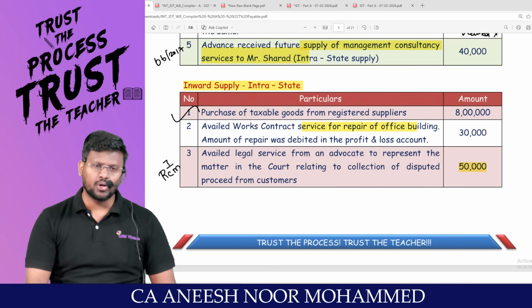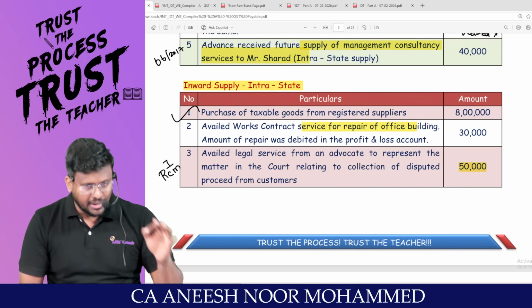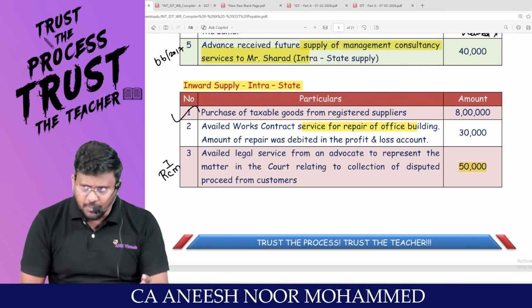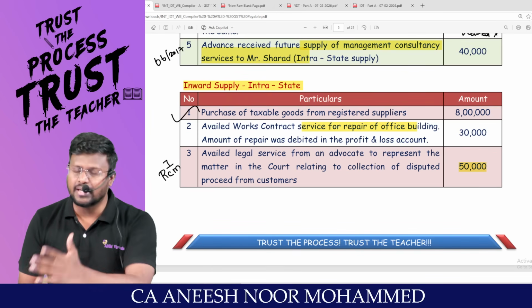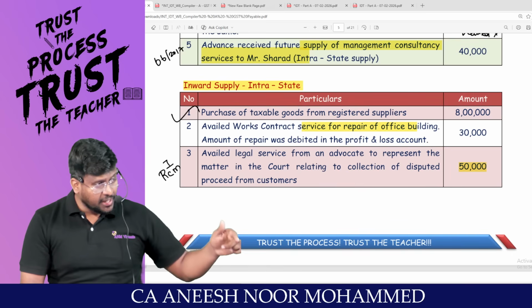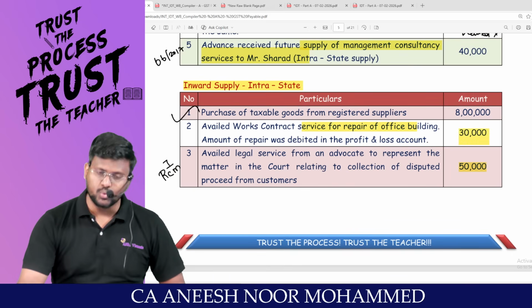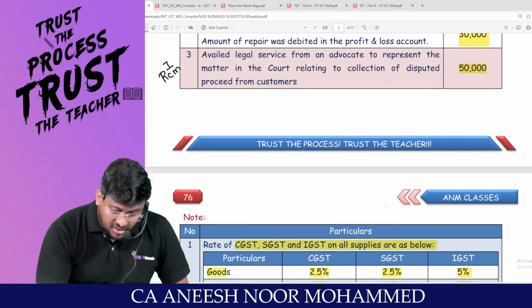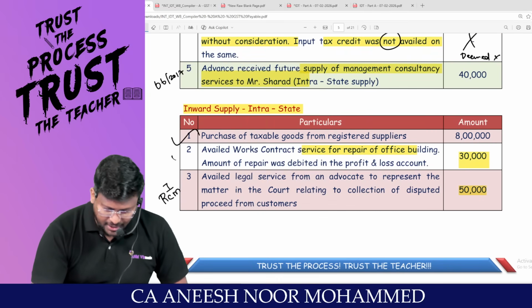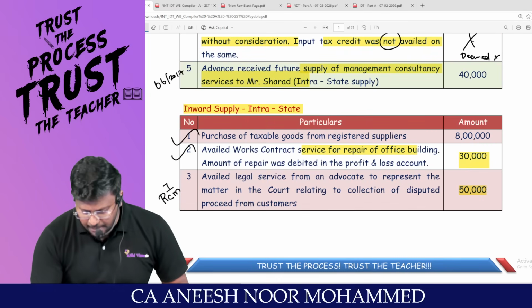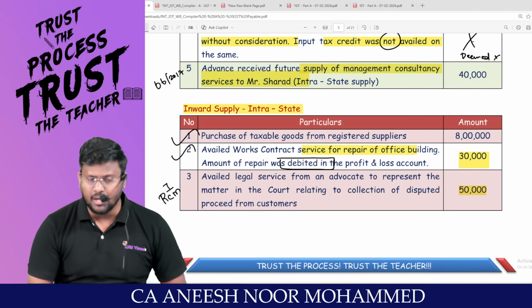What is the provision for repair? With regard to repair, my dear students, if the repair has been debited to P&L account, ITC is eligible. If repair has been capitalized, ITC is not eligible. That means for this 30,000, since we availed it, it's an inward supply. And this amount has been debited in the P&L account.